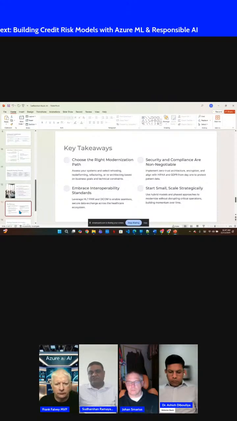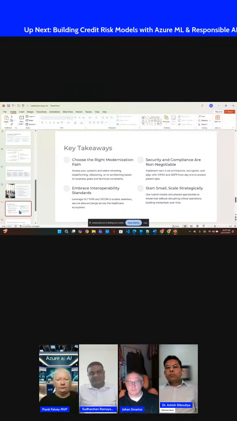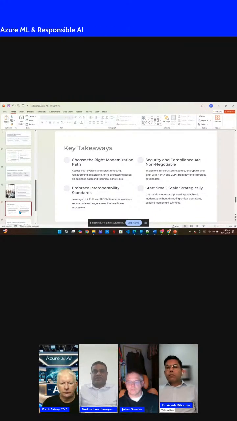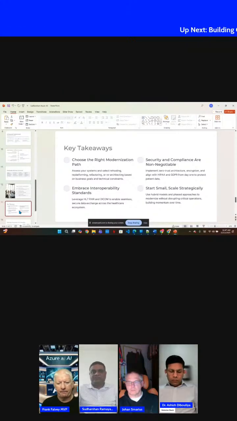Once you choose the path, you need to mainly consider security and compliance, which are non-negotiable. Implement a zero trust architecture and encryption, and align with HIPAA and GDPR from day one to protect patient data. Embrace interoperability standards: leverage HL7, FHIR, and DICOM to enable seamless, secure data exchange across the healthcare ecosystem. Then start small and scale strategically: use hybrid models and phased approaches to modernize without interrupting critical operations, building momentum over time.